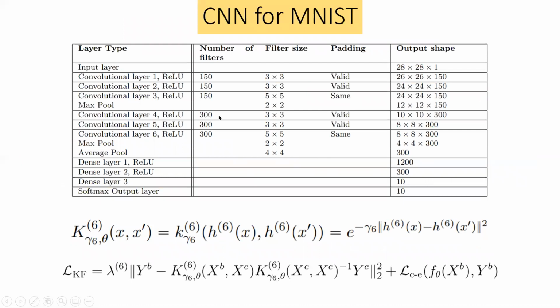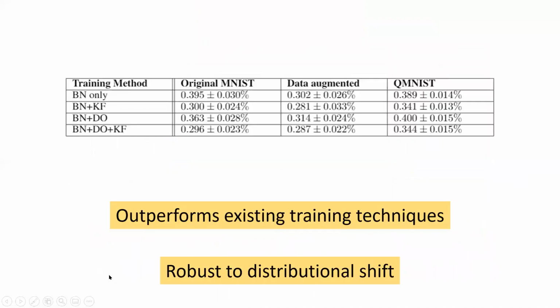To see this in example, here we have a relatively standard CNN for MNIST. We define a kernel based on the output of the sixth layer, the final convolutional layer. We have the entire loss function here, and we observe that this outperforms traditional training techniques using batch norm and dropout.